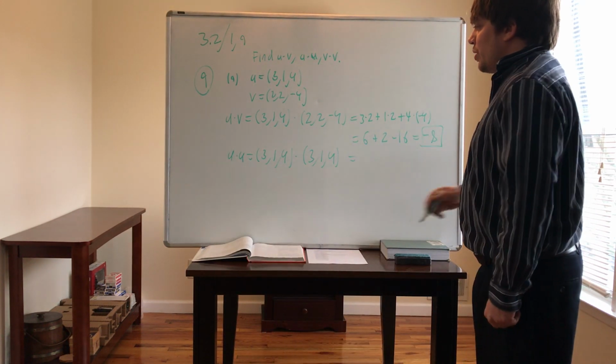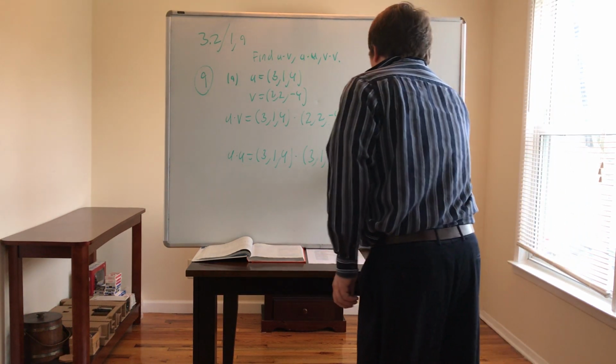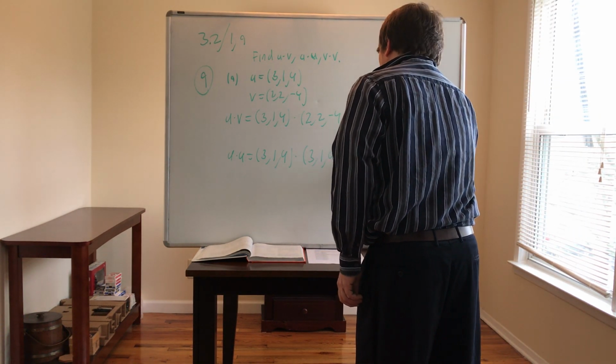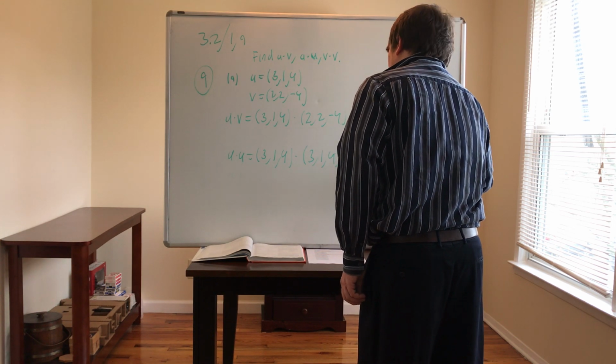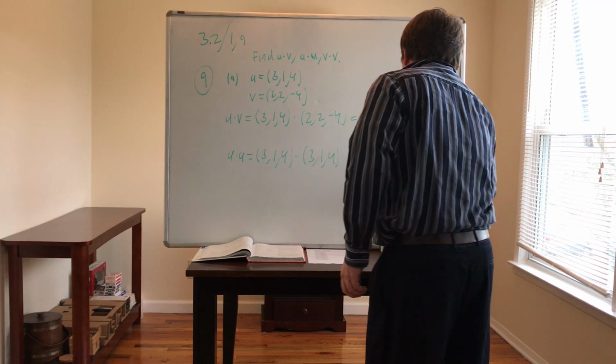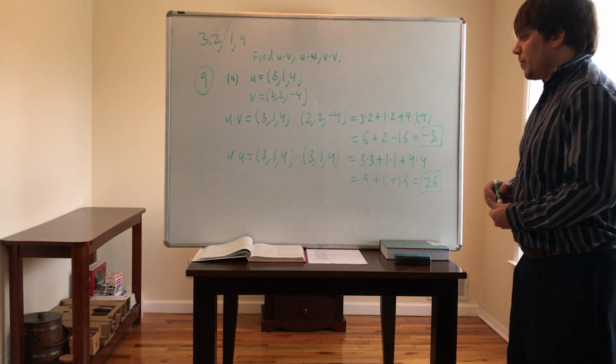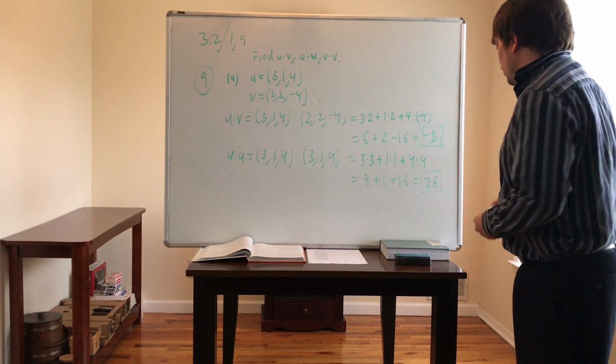Now if you do u dot u, that's 3, 1, 4, dotted with itself. You're just going to multiply corresponding components and add the products. So this is 3 times 3 plus 1 times 1 plus 4 times 4. And that's equal to 9 plus 1 plus 16, which is 26. So u dot u is equal to 26.